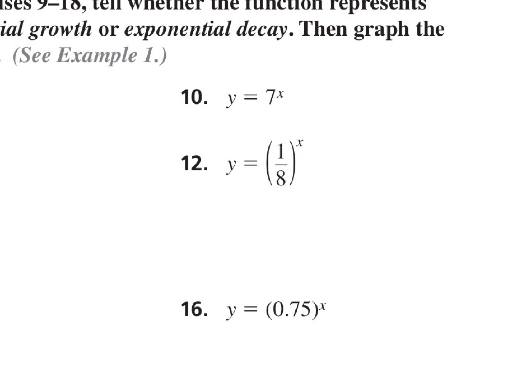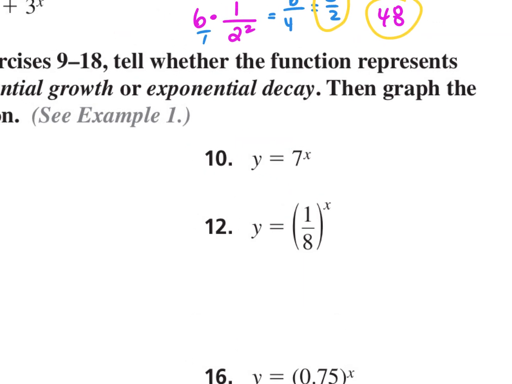We're going to talk about, is this a growth or a decay? Don't worry about graphing it. You don't have to do that, but we're going to identify if it's a growth or a decay. Remember, the only thing you worry about is the number attached to the exponent. Don't worry about anything in front or behind it. That number, I look at it, 7. Is that greater than 1 or in between 0 and 1? Greater than, so it's a growth.